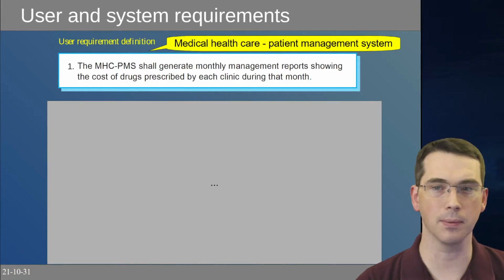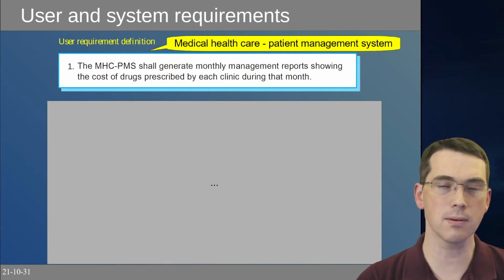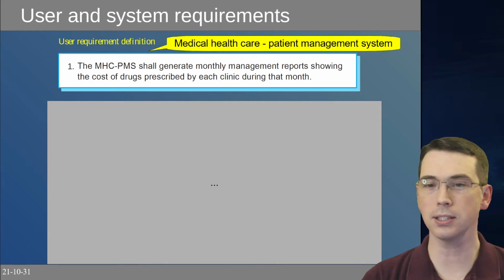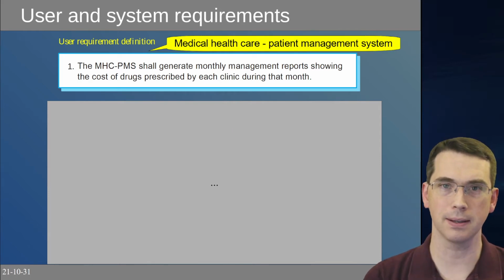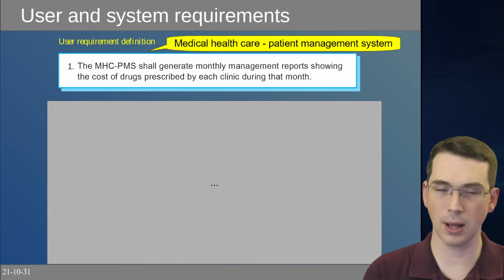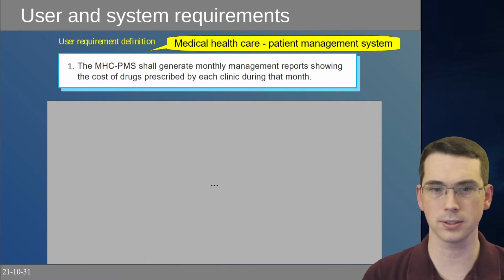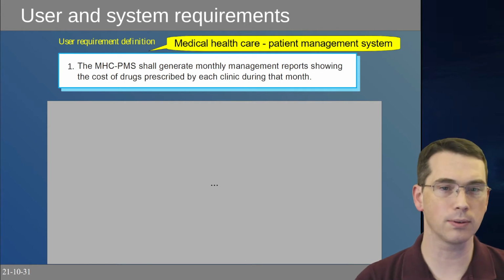Let's look at an example. If we're talking about a healthcare management system, we're talking maybe patient management. If you go into the local hospital and they'll say, okay, what's your ID number and so forth, and it'll pull you up and give you some information. That system will have information on all the patients, the drugs, and so on. So here's a user level requirement.